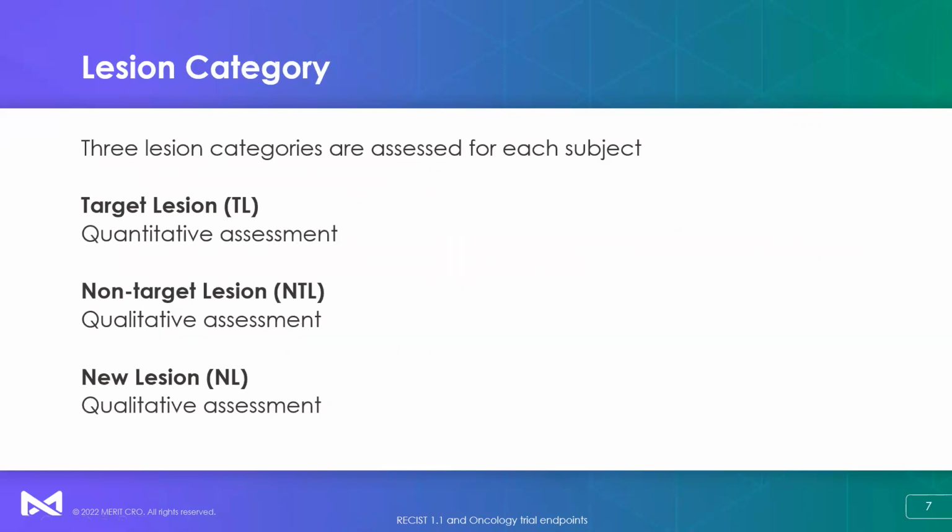And also RECIST 1.1 guides to group lesions into 3 different categories for assessment at each time point, which will be target lesions, non-target lesions, and new lesions. Target lesions and non-target lesions are lesions that are defined at the baseline, and new lesions would be any new metastasis that arises upon follow-up visits. Target lesions are a quantitative assessment. Non-target and new lesions would have a qualitative assessment.